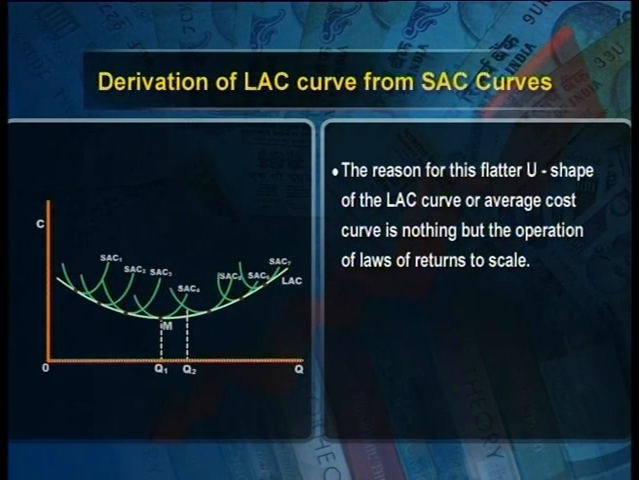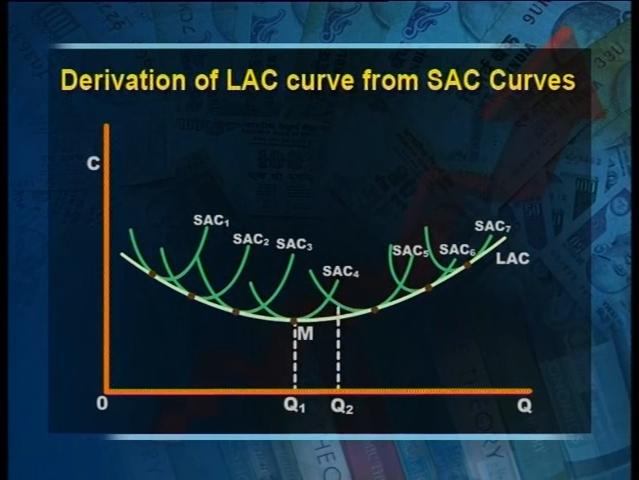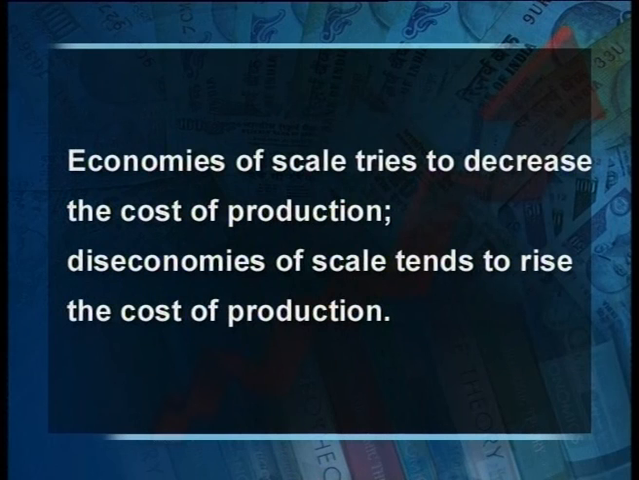The reason for this flatter U-shape of the long run average cost curve is nothing but the operation of returns to scale. As the plant size expands, the average cost of production decreases. And the main economic logic behind this reduction in the per unit cost of production is economies of scale and diseconomies of scale. While economies of scale tends to decrease the cost of production, diseconomies of scale tends to raise the cost of production.